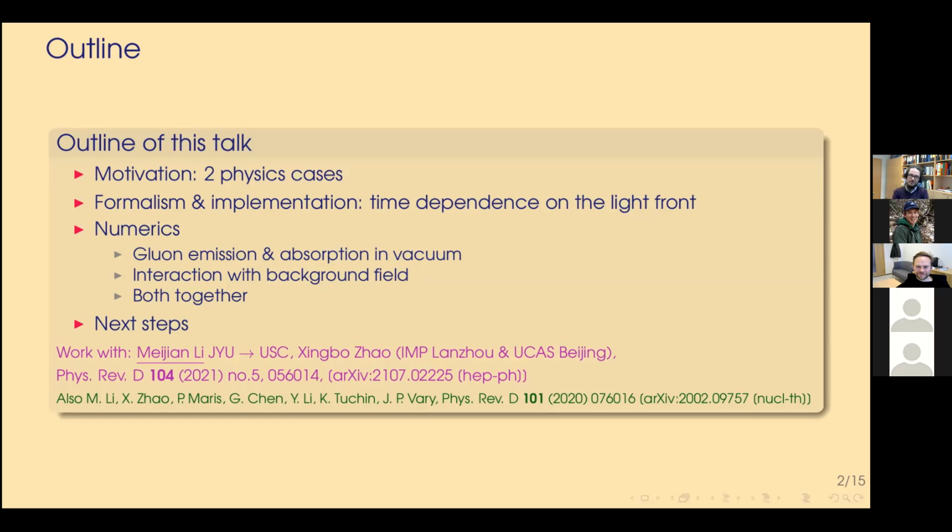Who knows? Okay, so first I'll talk about the motivation, why we are doing what we're doing. Then I'll try to discuss in not very mathematical terms what we are doing in this paper, and then I'll show some colorful pictures made by Meijian demonstrating results.